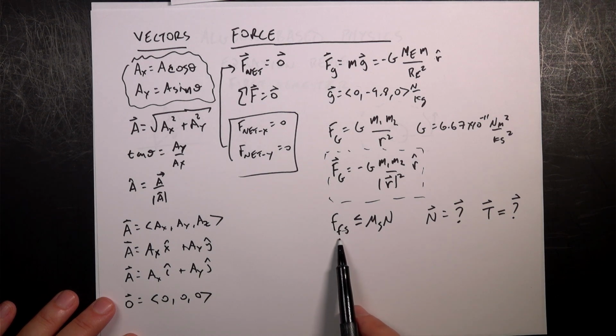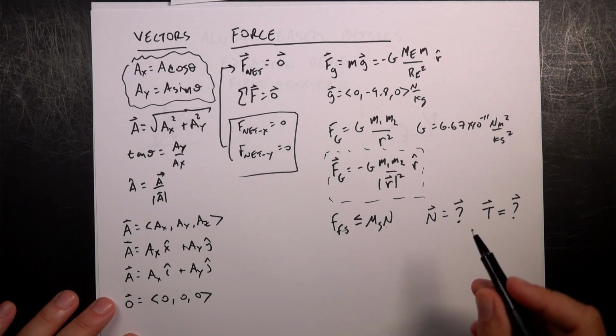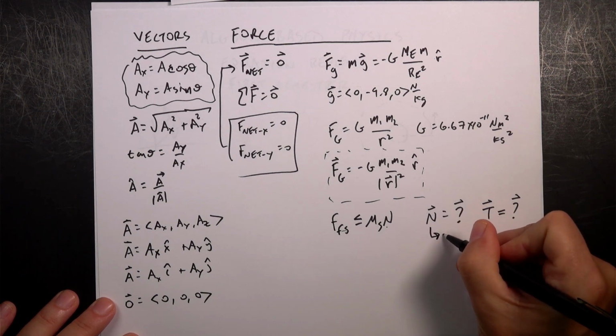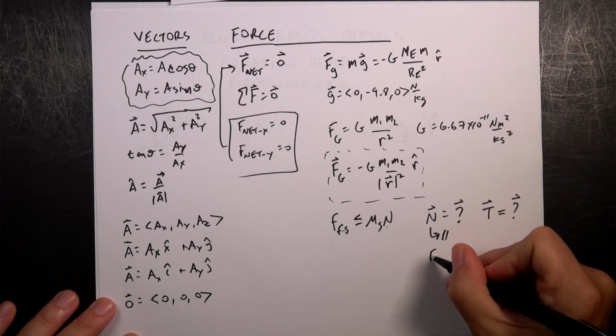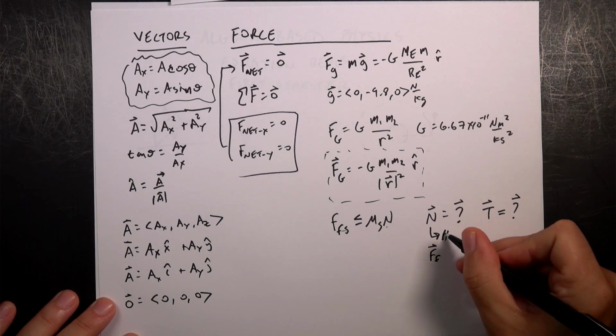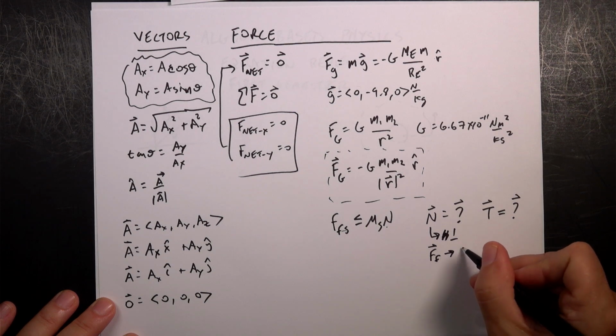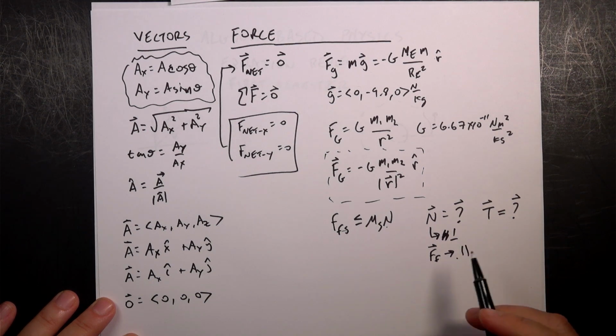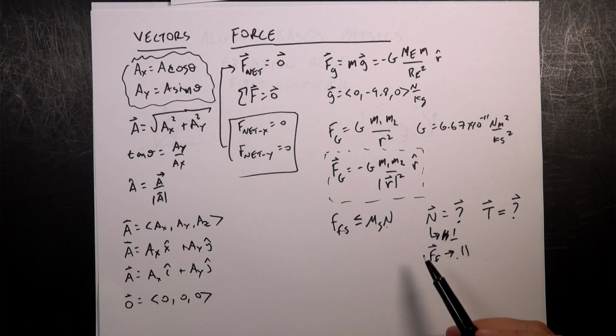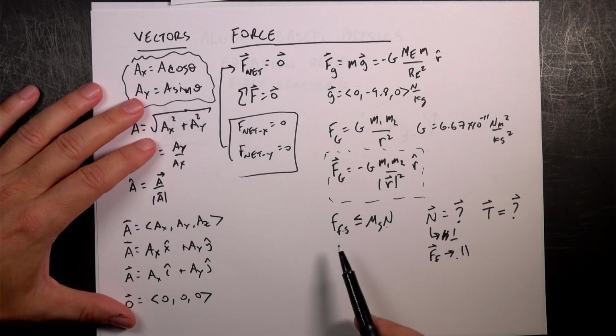The vector for the frictional force is parallel to the surface, perpendicular to the surface. So let's write parallel, and then FF. No, I'm sorry, perpendicular. And FF is parallel to the surface. So these are both interactions between a block and a surface.